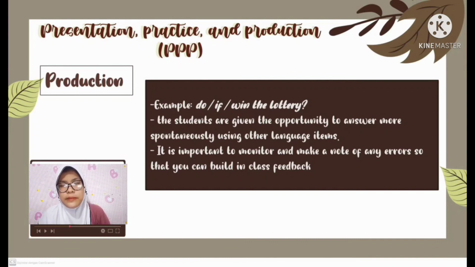So when teaching, for example, the second conditional, we would try to personalize the lesson at this stage by giving students a list of question prompts to ask others in the class. For example, what would you do if you won the lottery? Although the questions are controlled, the students are given the opportunity to answer more spontaneously using other language items, and thus the activity becomes much less predictable. So it is important to monitor and make a note of any errors so that you can build in class feedback and error analysis at the end of the lesson.